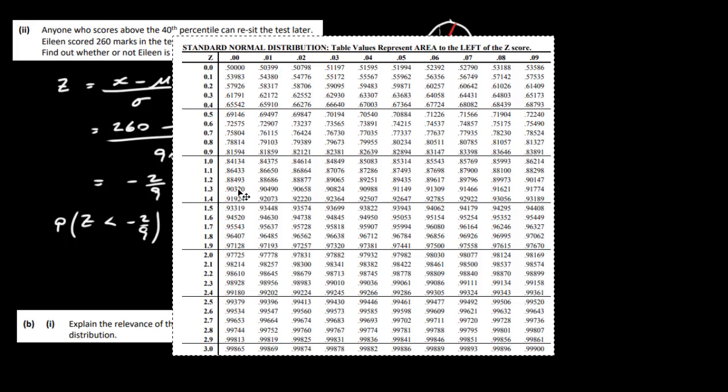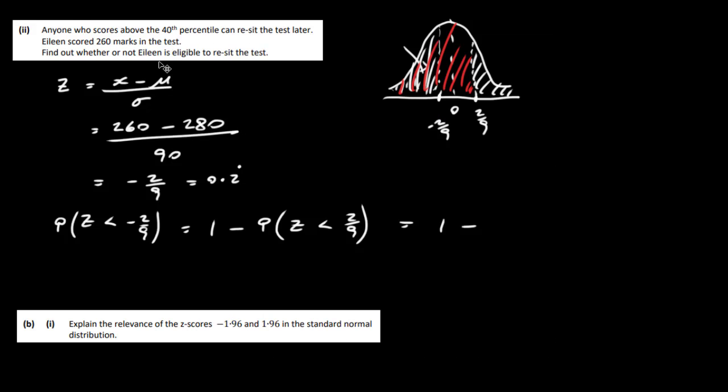So let's just have a look at that. 0.222, well there's 0.2, 0.22 is here, 0.5871. So that's going to be 1 minus 0.5871. When we subtract those two, we get 0.4129, which is equal to 41.29%. So that's where Eileen is. She's in the 41st percentile. So therefore, Eileen is eligible to resit the test. So we can write that in.